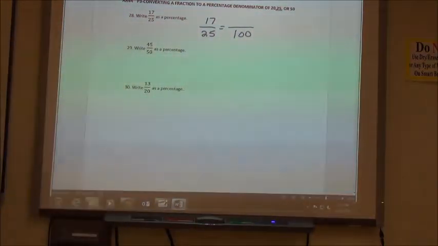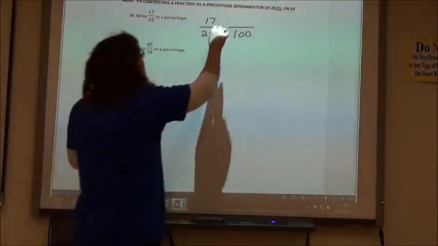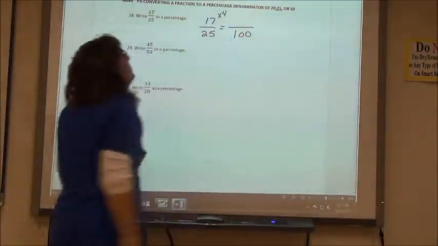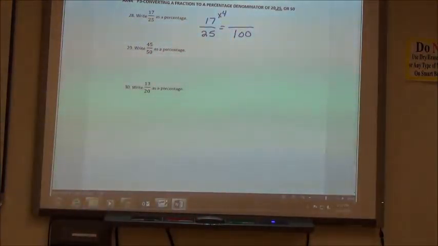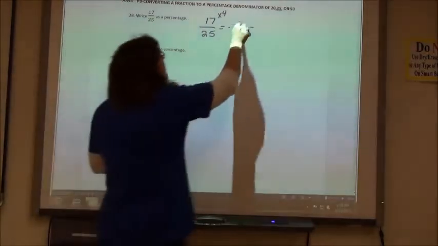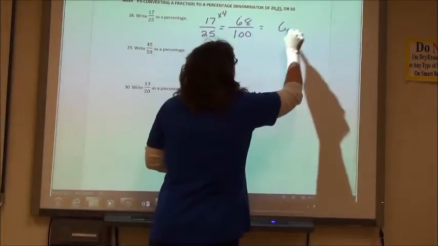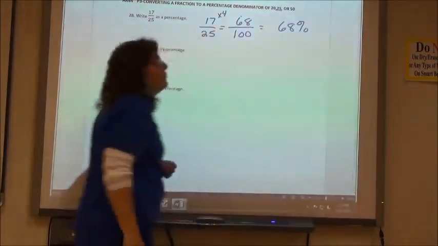we know that a percent means out of 100. 25 goes into 100 4 times. So if I take 4 times my 17 on top, I end up with 68. So that would be 68%.